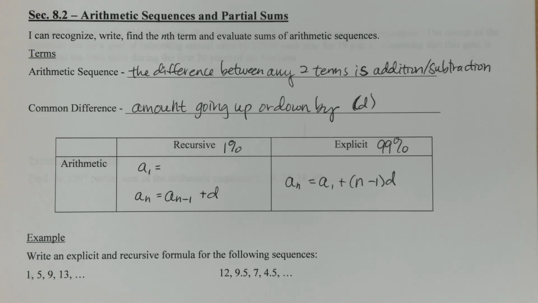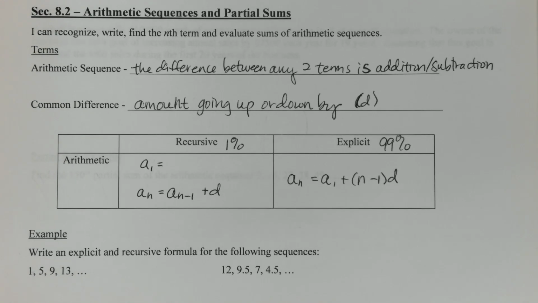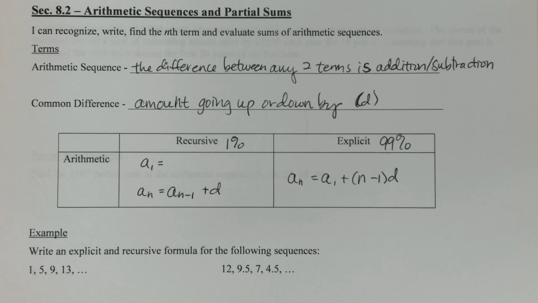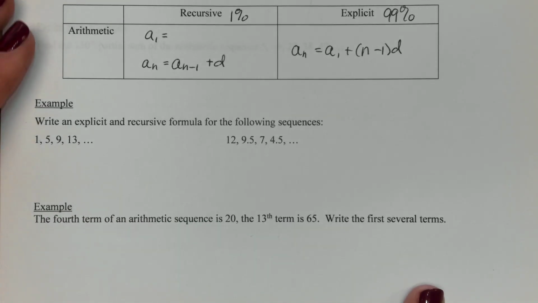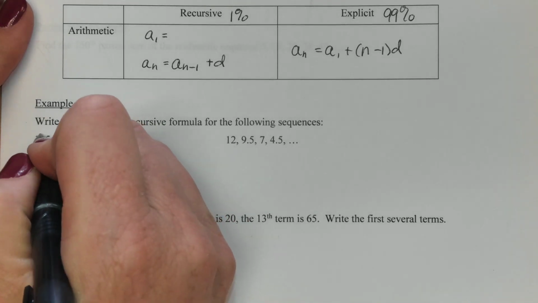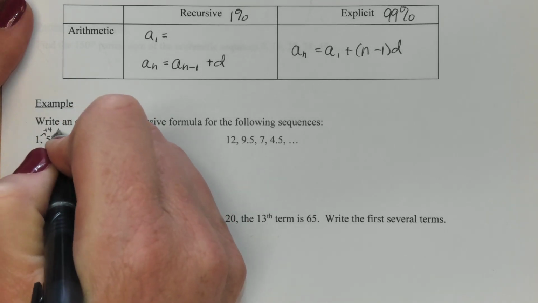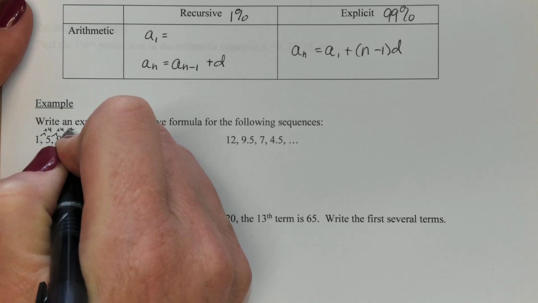We use that quite often when we're writing any kind of sigmas or we're trying to find terms in a sequence. So first one says, can you write an explicit and a recursive for each of the following sequences? So first I'm just going to figure out what this is going up by. It looks like we're going up by 4 each time.